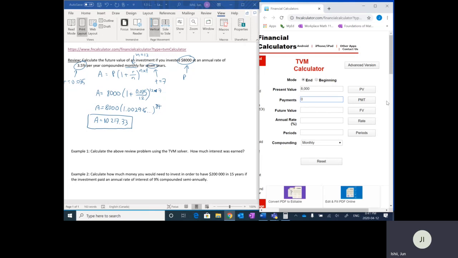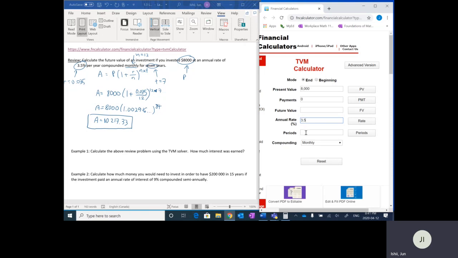But in this case, for this example, what we've done so far is just one principal payment and then just waiting for the final answer. So we're not adding into it. For today and for the next lesson, your payments will be 0. Future value is actually what we're going to try to find. So the annual rate was 3.5.